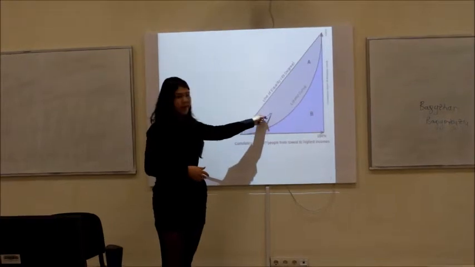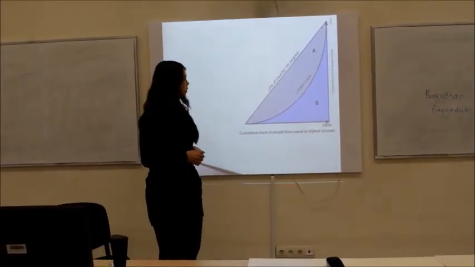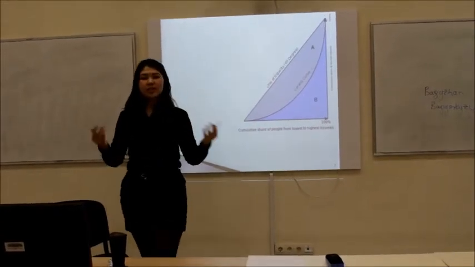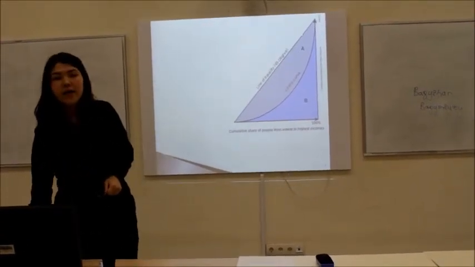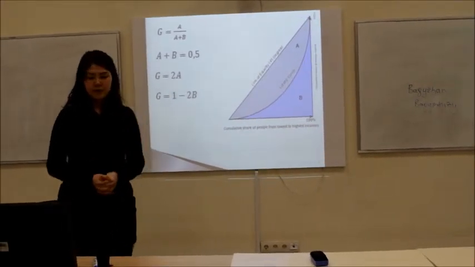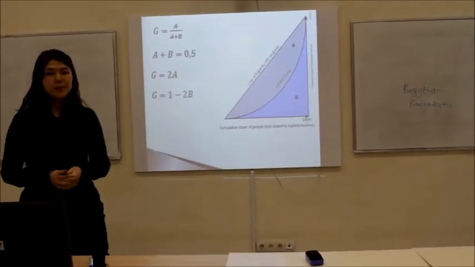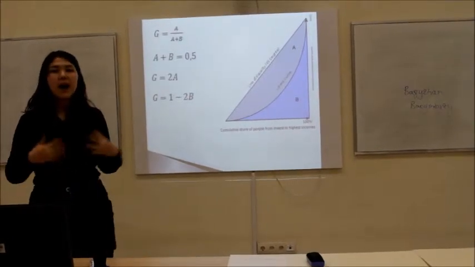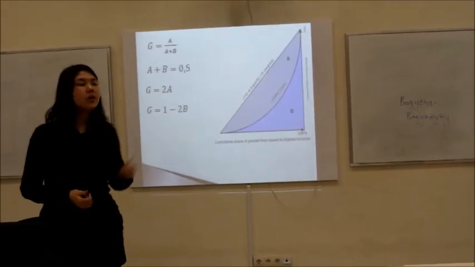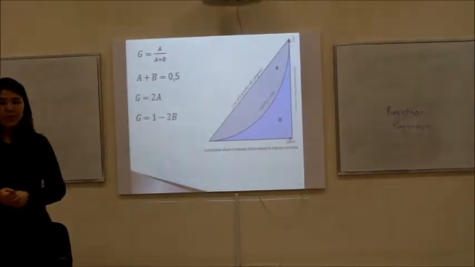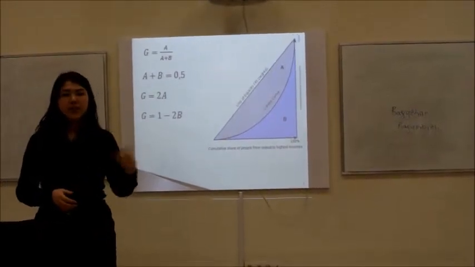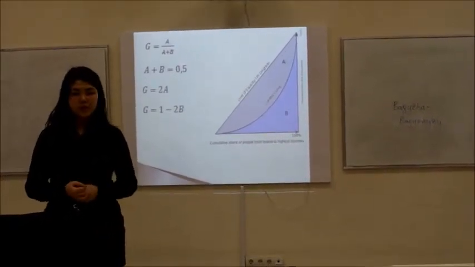equals x as a, the area between the Lorenz curve and the x-axis as b, and let's assign the Gini index itself as g. And now we have g is equal to a over a plus b. We know that a plus b is 1/2, because it is half the square with side length of 1. Now we can rewrite the formula as g equals 2a. From the second equation, we can subtract a, and we get g is equal to 1 minus 2b.